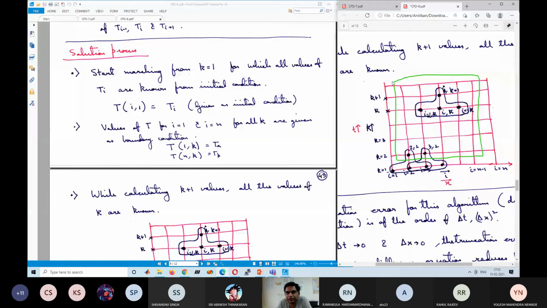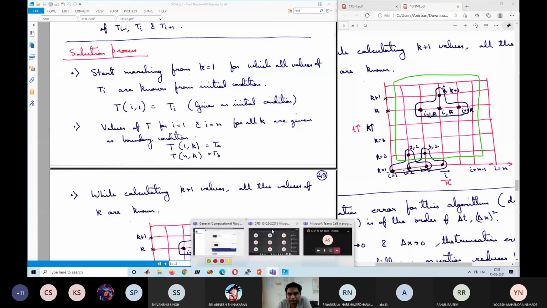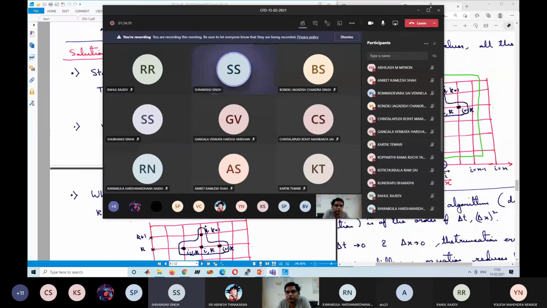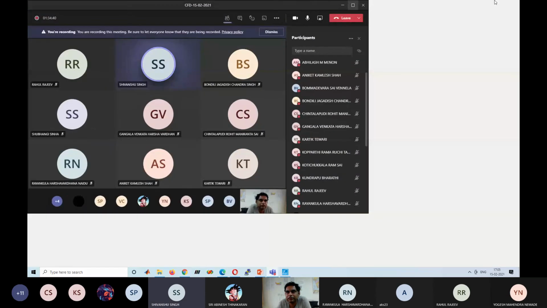Is my statement correct that all the values within the green area are unknown and all the values outside the green area are known? All the point values. Who is there? Shivangshu, is my statement correct? Yes, sir. We have to find the values in the green. Yes, we have to find there.